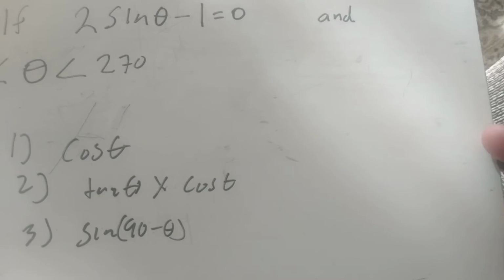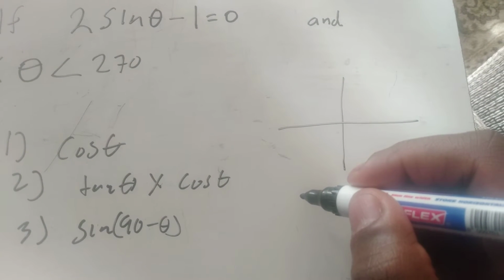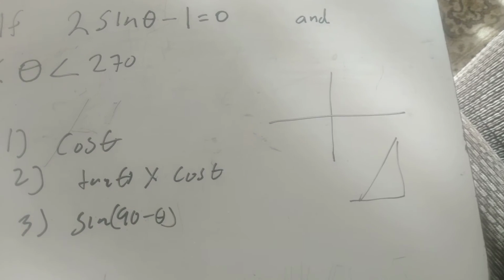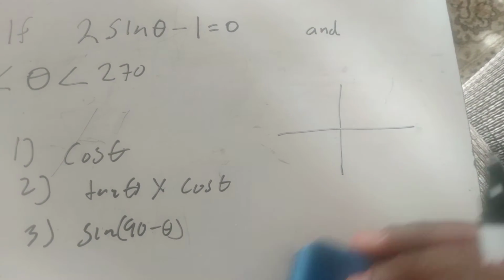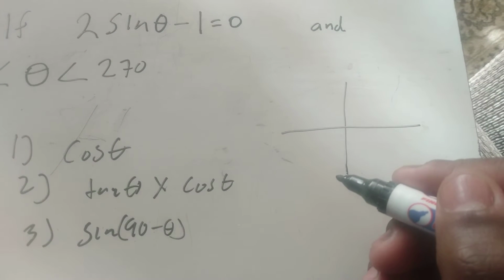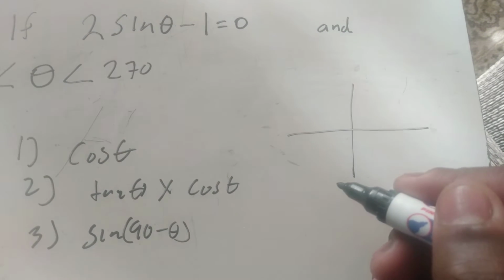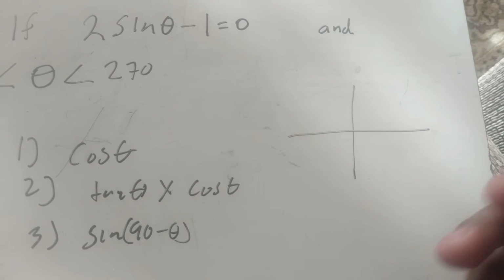We have to draw a diagram. But now the common mistake that a lot of people do is just to randomly draw a triangle. It doesn't work that way. The reason why we can't just randomly draw a triangle is because for different questions, there are actually different quadrants that the triangle can be in. So we need to figure out which quadrant is the right quadrant to draw the triangle. Sometimes it can be in the first, second, third, or fourth.